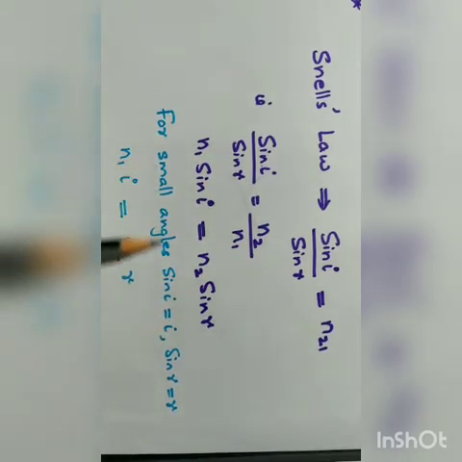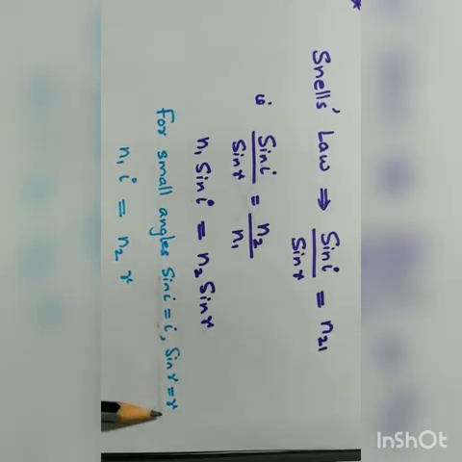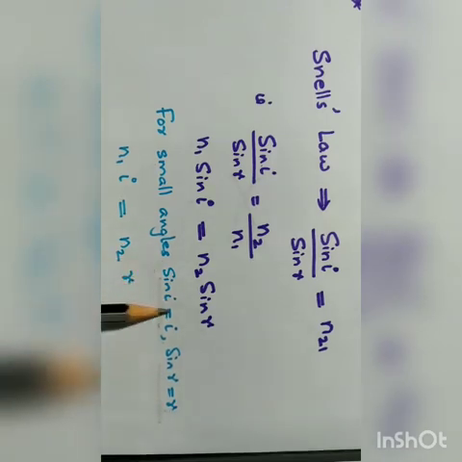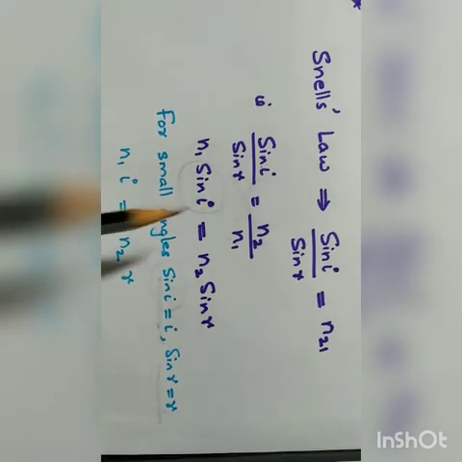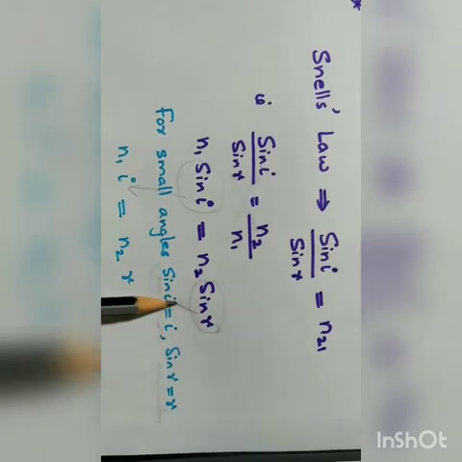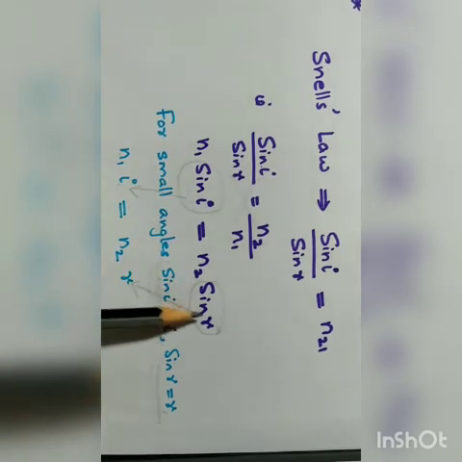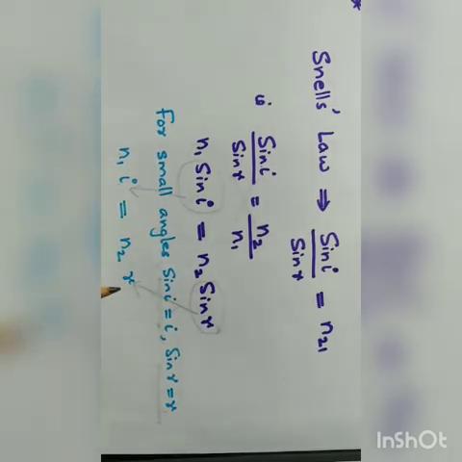Again, for small angles, sin i can be written as i and sin r can be written as r. So instead of sin i, in this relation, I am going to write i. Instead of sin r, I am going to write r. So n1 sin i becomes n1 i, and n2 sin r becomes n2 r. We are going to substitute the values of i and r that we have already found out in our derivation.